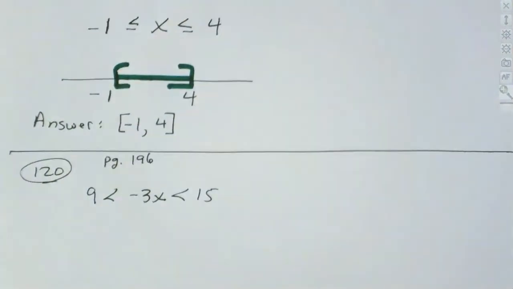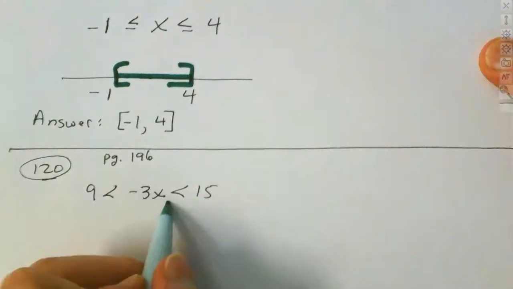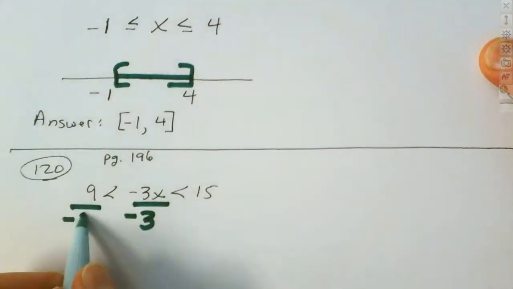Okay, so if I gave you this one to work out, now this one's going to behave exactly the same as the others. When we divide by a negative, what happens to my inequality symbols, do you think? They're going to switch. They're both going to switch. That is going to change the order on the number line. So I need to get this x by itself. So what do I need to do? Divide everything by a negative 3.